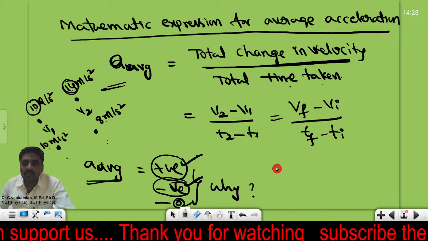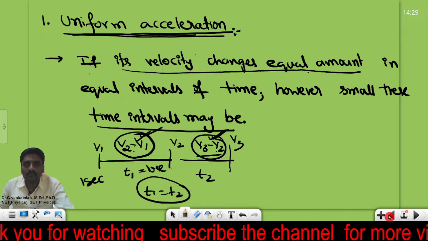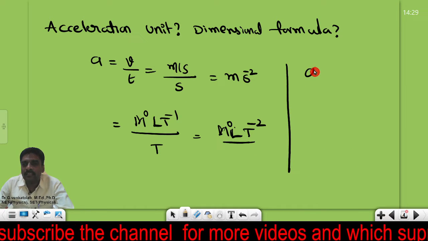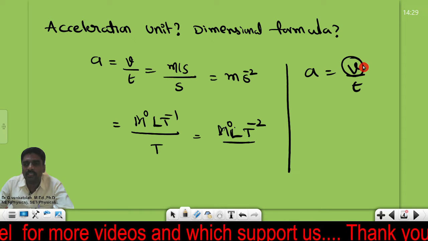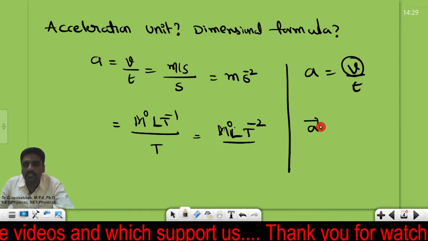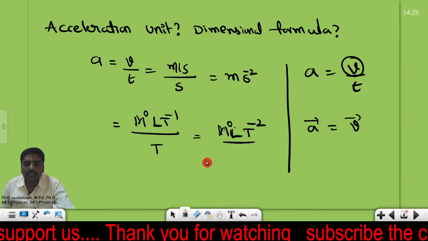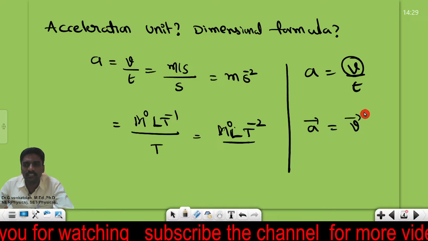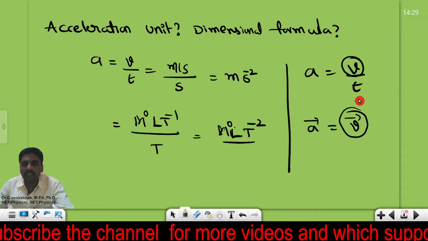So here I need to point out one more point. The acceleration is equal to change in velocity by time, and as velocity is a vector quantity, acceleration is also a vector quantity. What is the direction of the acceleration? It will be in the direction of the resultant velocity, along the resultant velocity direction. Now, what is the importance here?